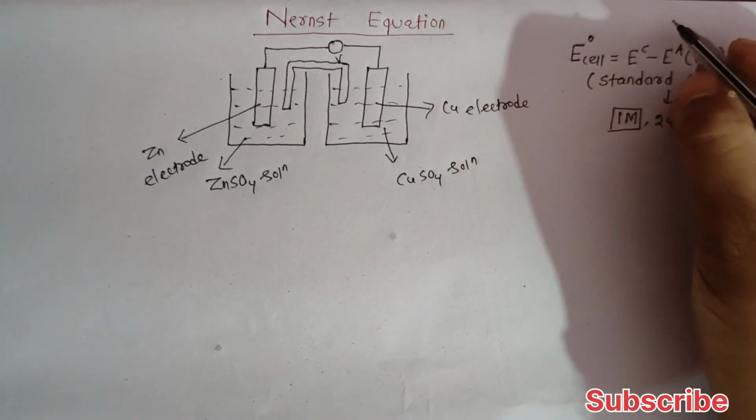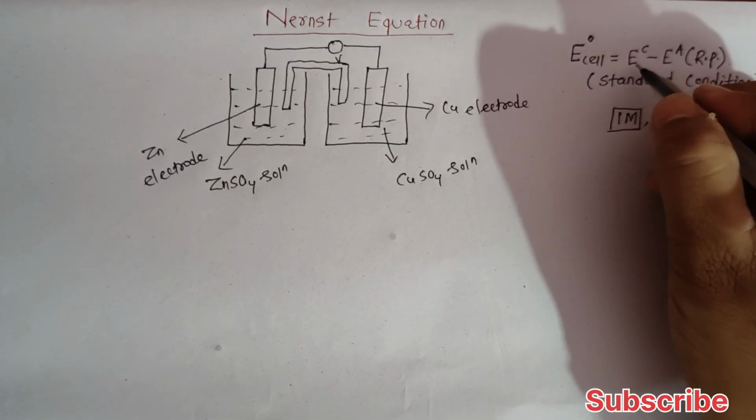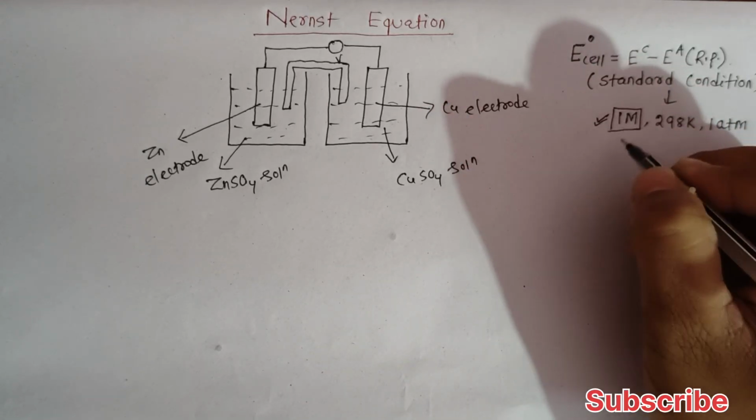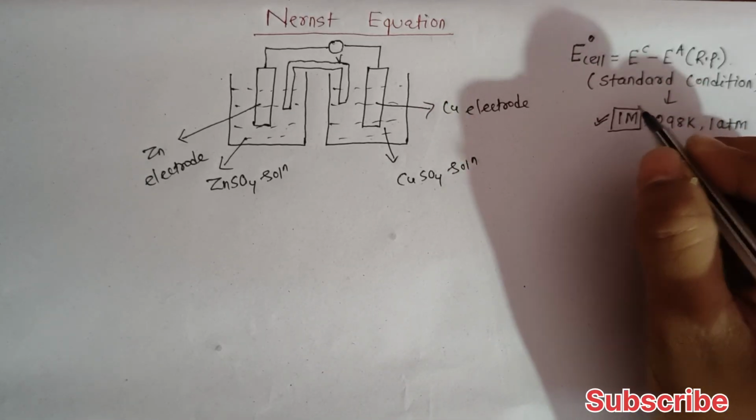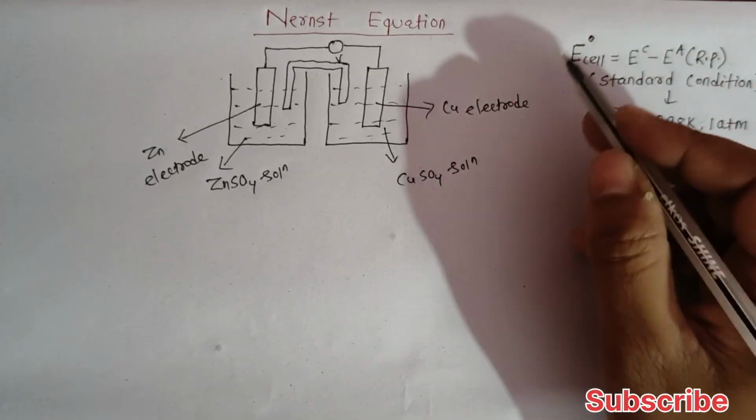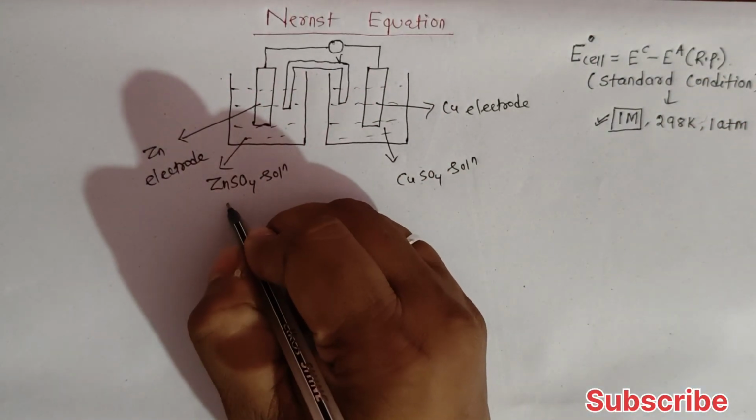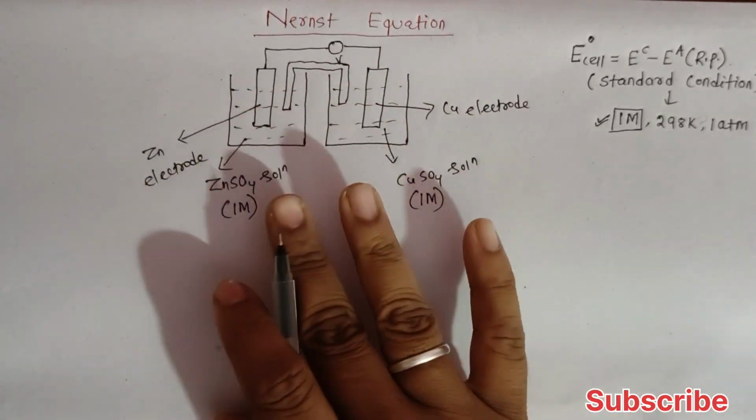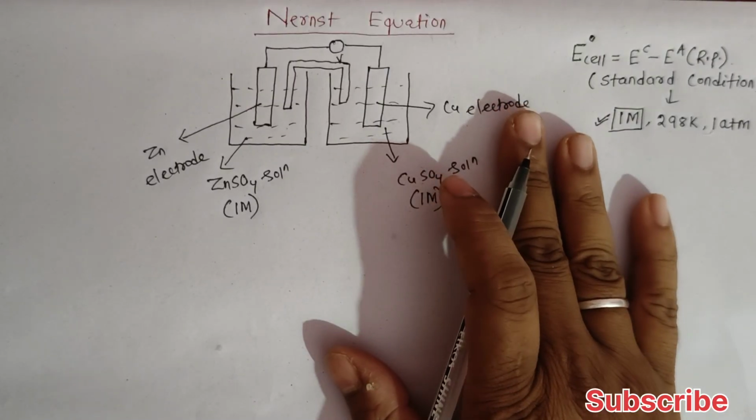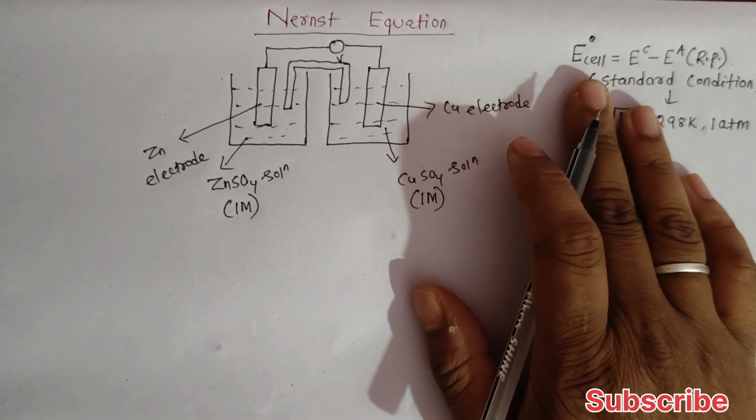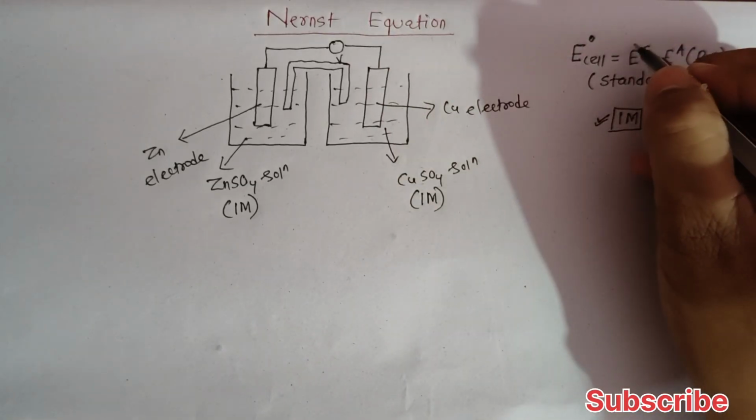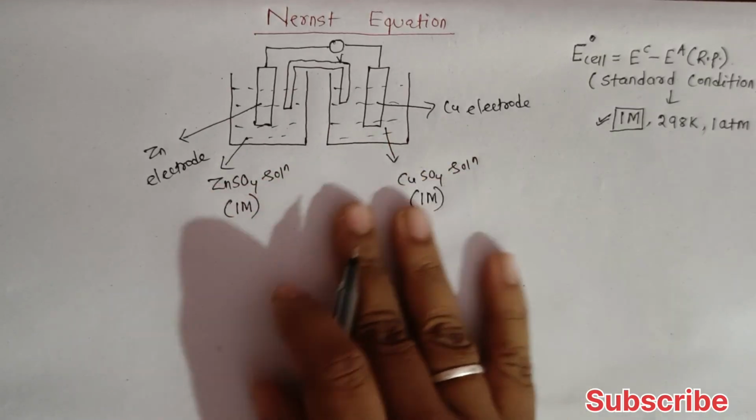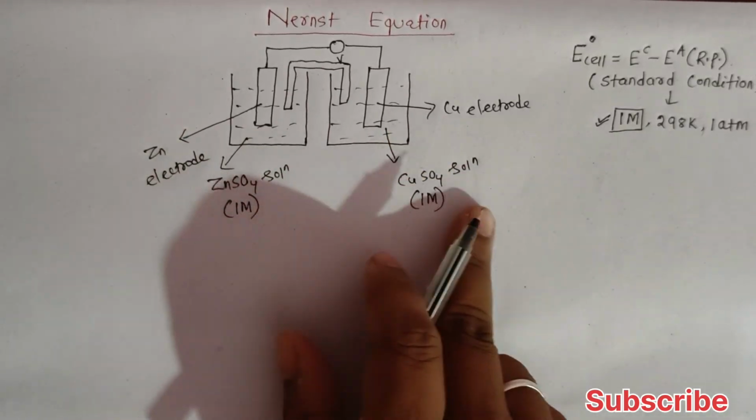If I have to write E naught cell, then it must have the formula E cathode minus E anode. Why? In case of only standard condition, that is 1 M. That means if zinc sulfate solution has 1 M concentration and copper sulfate solution has 1 M concentration, then we put this formula: E naught cell is equal to E naught cathode minus E naught anode. Very simple. But the problem arises when there is a difference in the concentration between the two half cells.